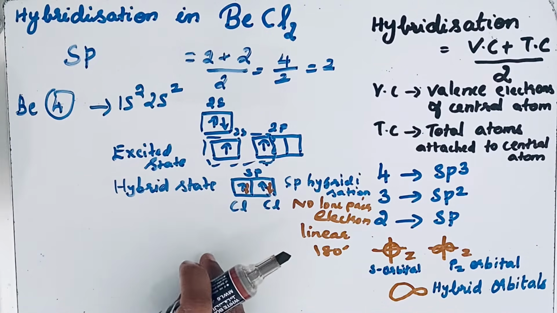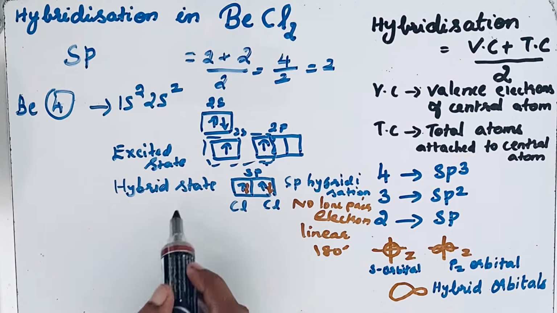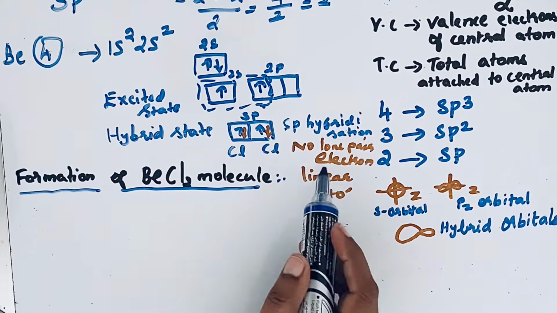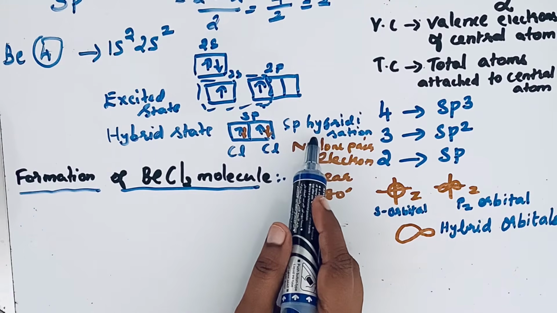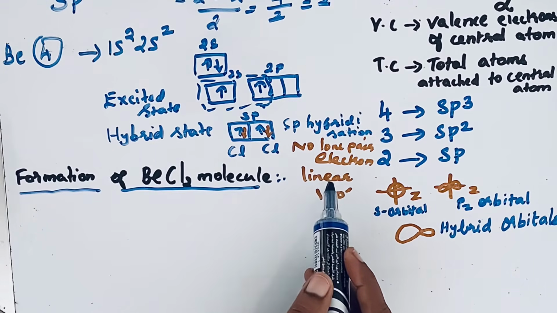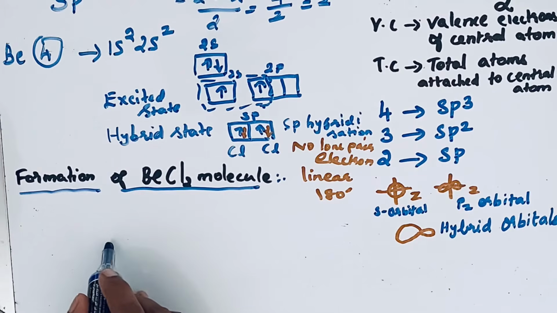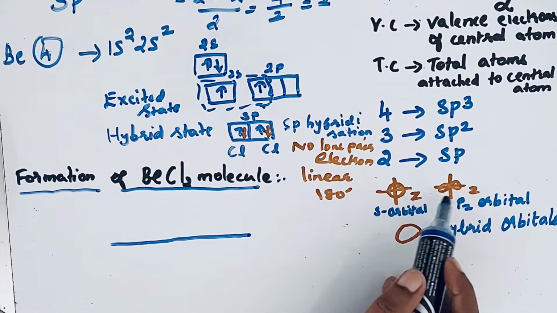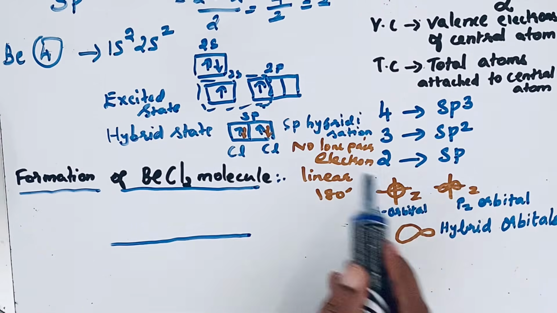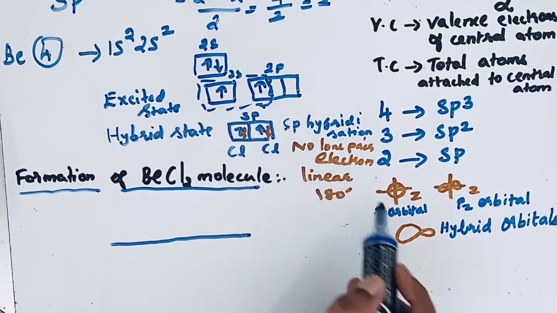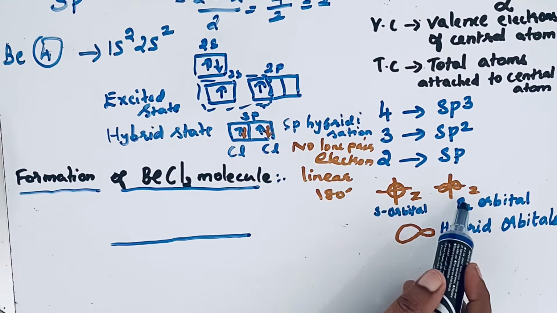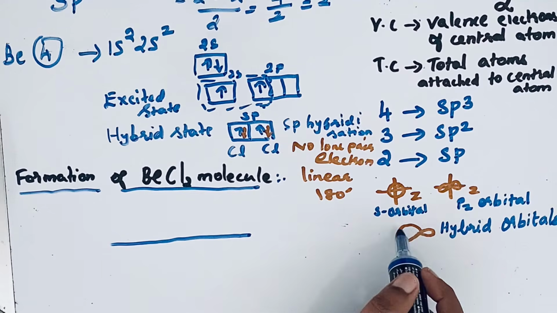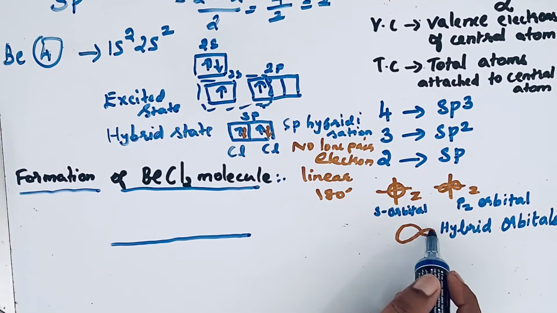Now let us discuss the formation of the BeCl2 molecule from hybrid orbitals. In the BeCl2 molecule, hybridization is sp hybridization. So it is a linear structure. We are going to draw a line first. And then here you can see one s orbital and another one pz orbital. So we got sp hybridization. When the s orbital and pz orbital intermix, we get the hybrid orbital. In a hybrid orbital, you can see one lobe is big and another lobe is small.